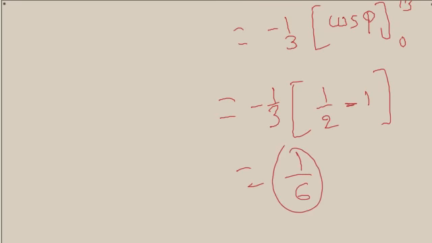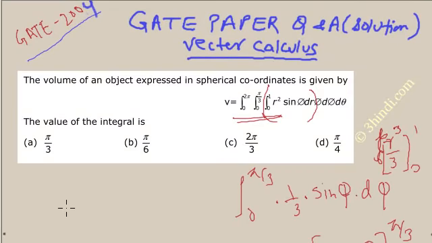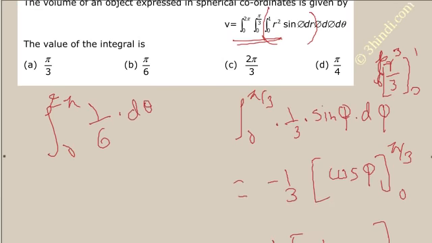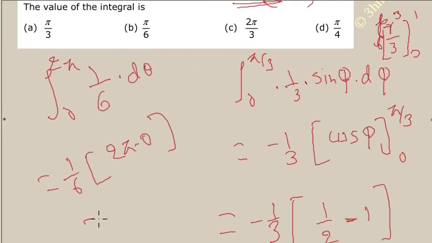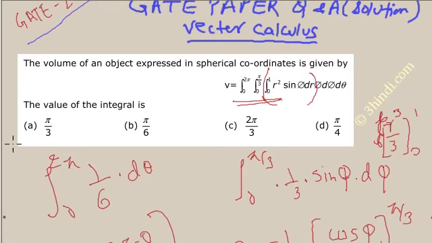So put 1 by 6 for the third value, that means the integration from 0 to 2 pi of 1 by 6 into d theta. So here 1 by 6 into 2 pi minus 0 equals pi by 3. So pi by 3 is the correct answer.